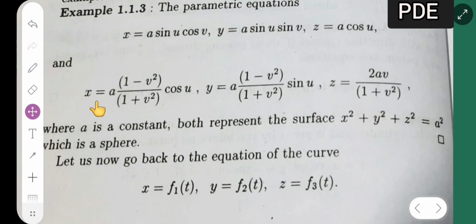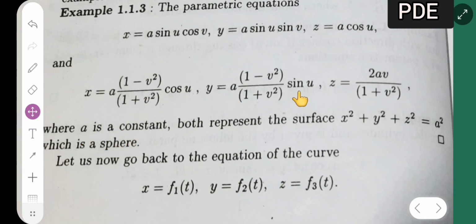Okay. And x is equal to a (1 minus v square) upon (1 plus v square) into cos u, y is equal to a (1 minus v square) upon (1 plus v square) into sin u, z is equal to 2av upon 1 plus v square. Okay. Now these are the two parametric equations where a is constant.